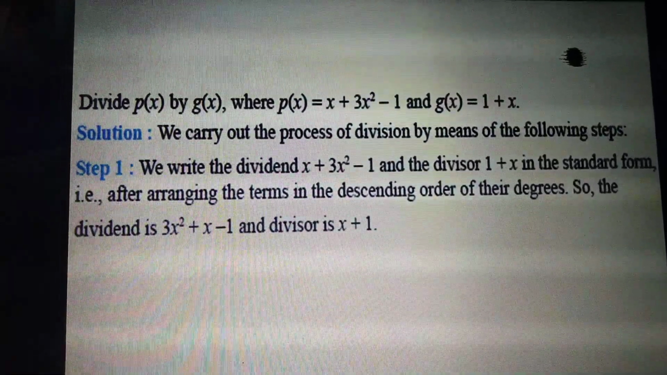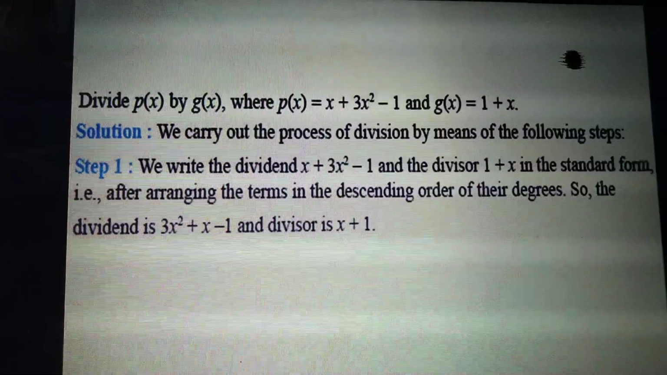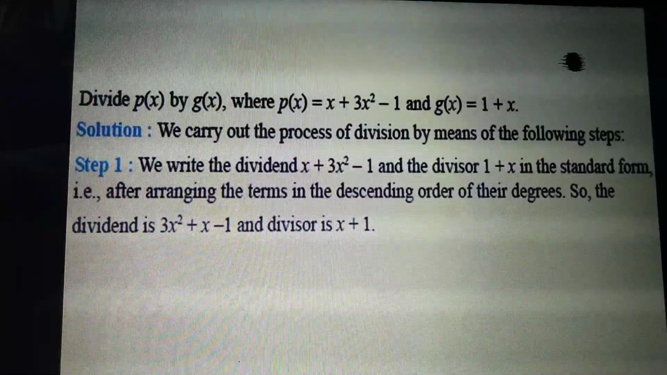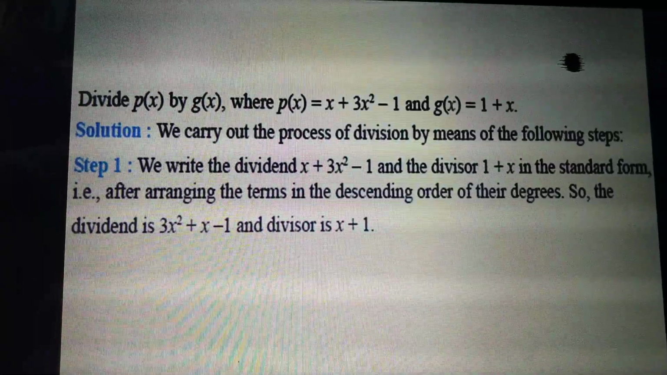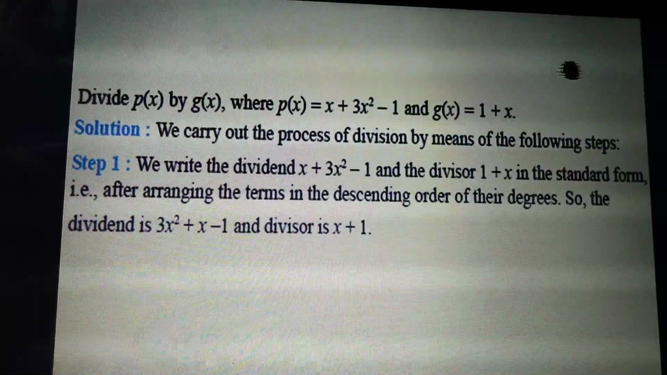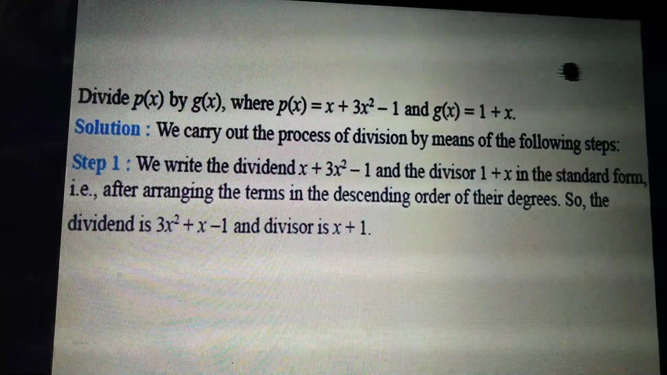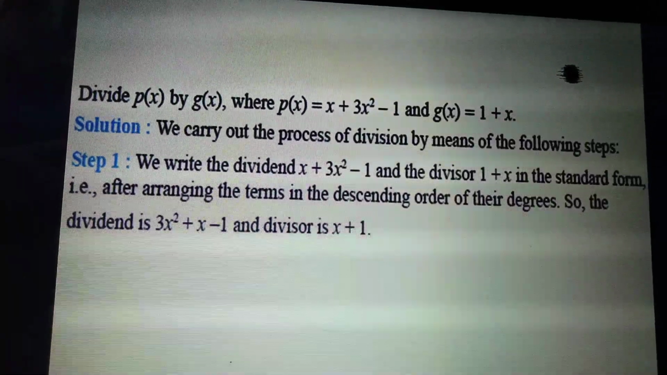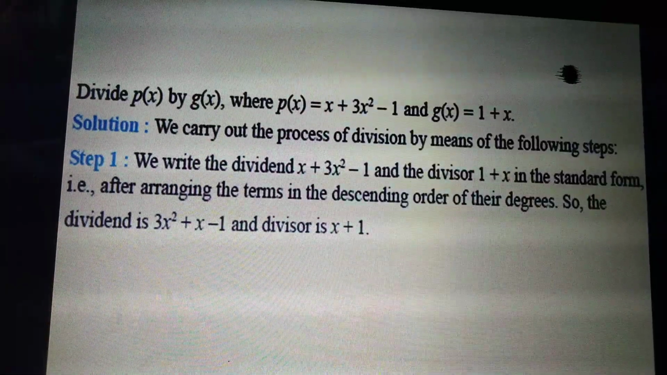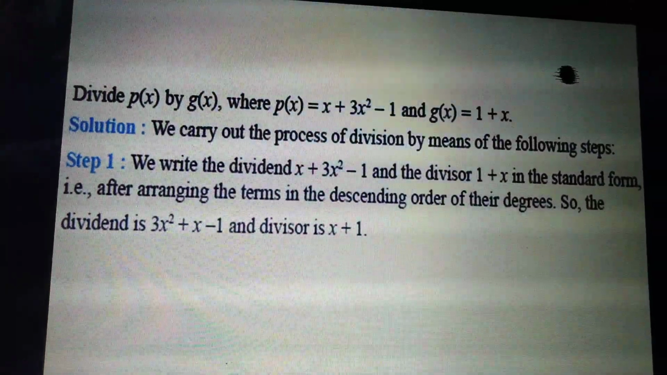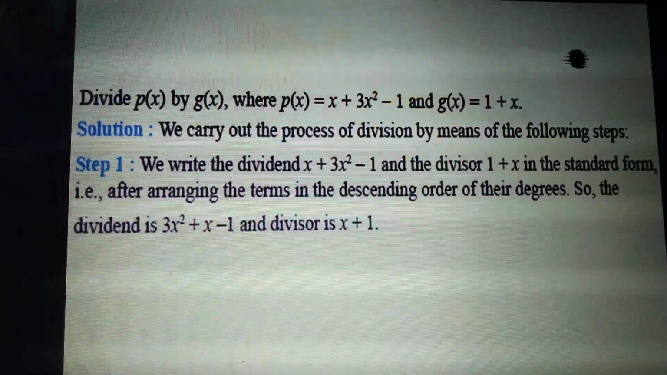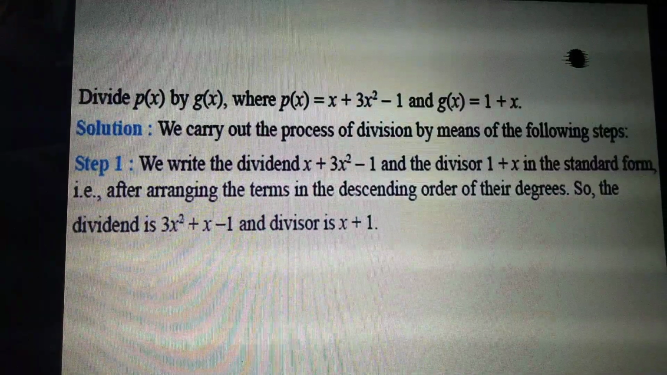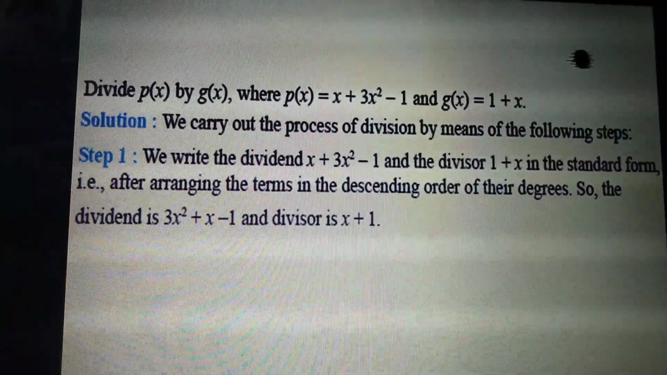See the example sum. Divide P of x by g of x, where P of x equal to x plus 3x squared minus 1 and g of x equal to 1 plus x. Here P of x and g of x are nothing but two different polynomials. So that is P of x equal to x plus 3x squared minus 1 and g of x equal to 1 plus x. Now I am going to explain step by step procedure. Just listen carefully.